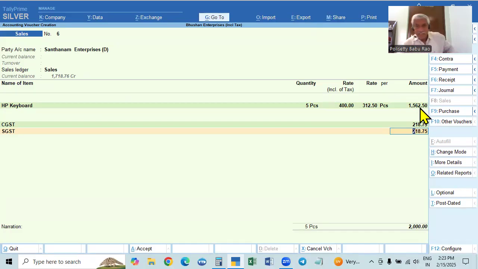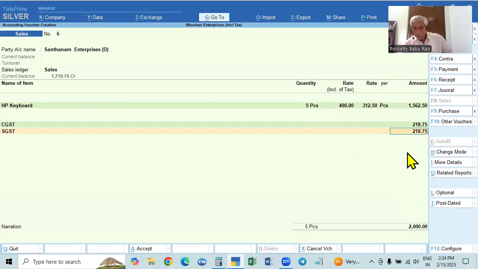What is the tax? We have to divide it into taxable value and then calculate the tax. Total invoice value means including tax. The total invoice value is equal to rate inclusive of tax. 400 means it is total 5 items. 400 into 5, 2000, 2000.